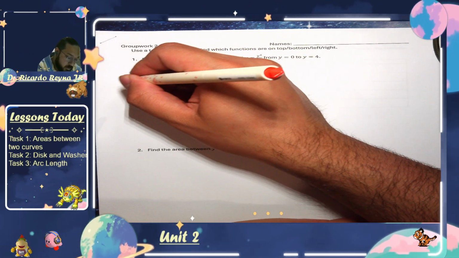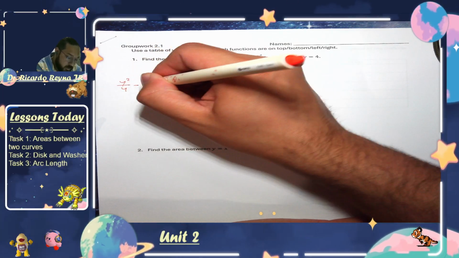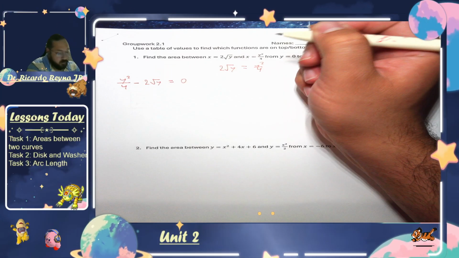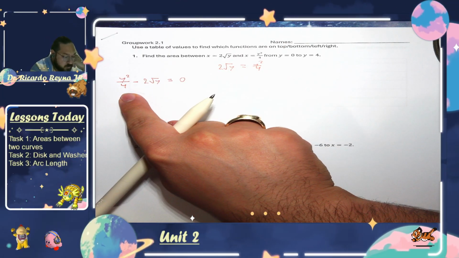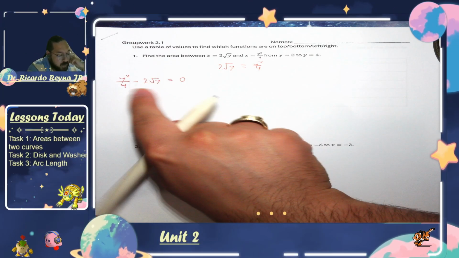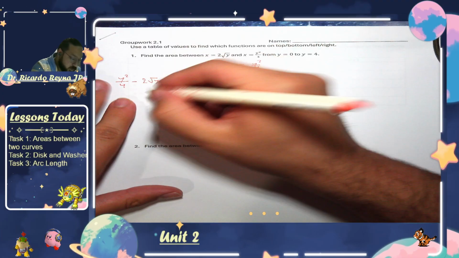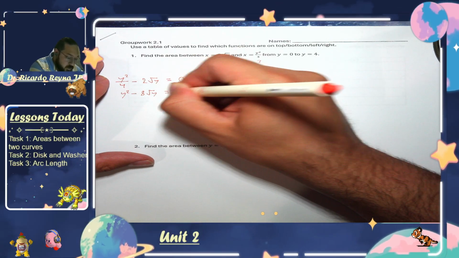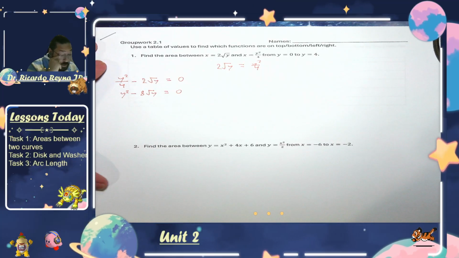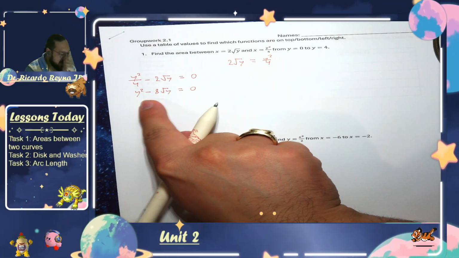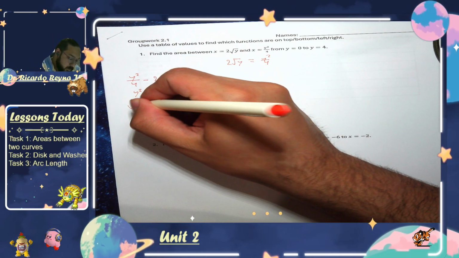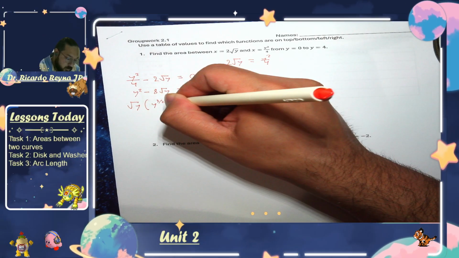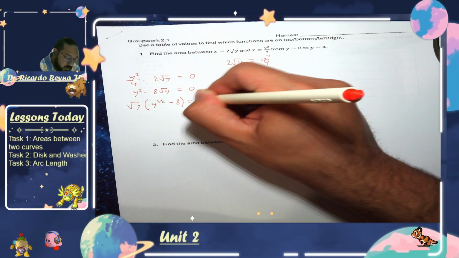So we get y squared over 4 minus 2 square root of y is equal to 0. Well, I don't like this 4, so I'm going to multiply everything by 4 to get rid of it. So I'll have y squared minus 8 square root of y is equal to 0. And then I'm going to factor out the square root of y, so square root of y times y to the 3 over 2 minus 8 is equal to 0.